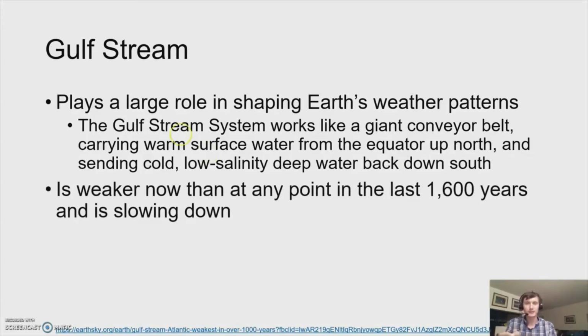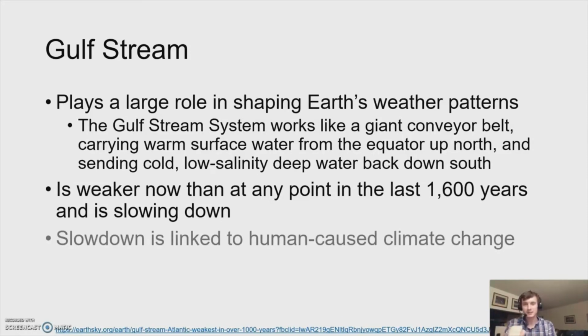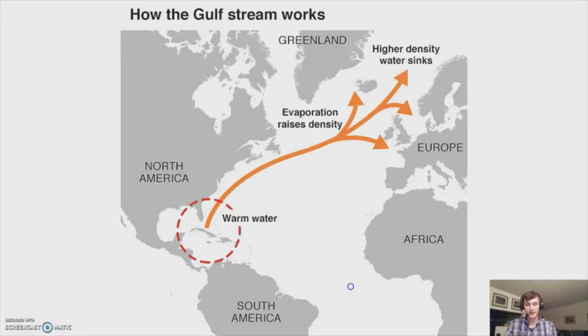So, things changing on like the 100-year scale. Much, much faster than anything we're talking about with plate tectonics, other parts of geology. This is something which is weaker now than at any point in the last 1,600 years. This is a fact. It is getting slower. Slower in this case means weaker, transferring less heat to places that are at higher latitudes, like further away from the equator. This slowdown, this is also a fact, is linked to man-made climate change as a result of collective human actions putting greenhouse gases into the atmosphere.